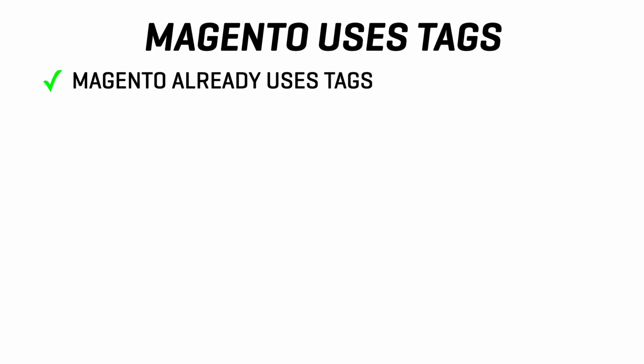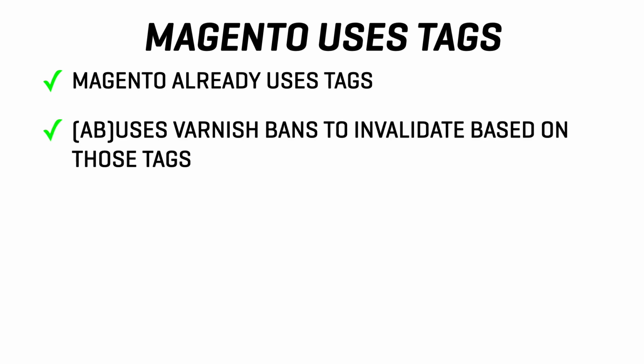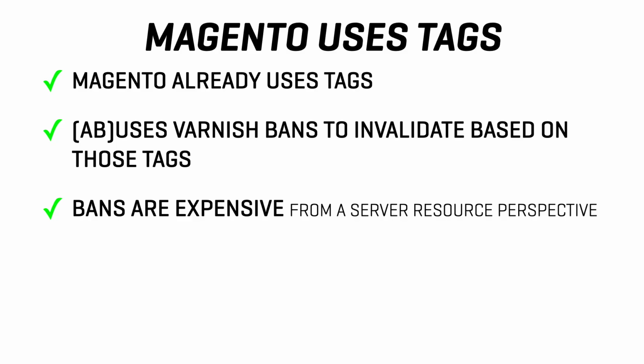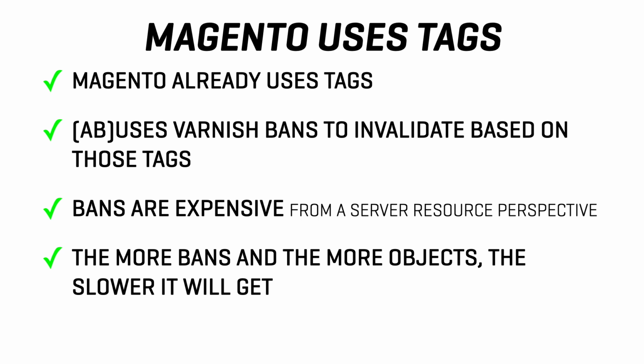And as a matter of fact, Magento already has a tag-based cache invalidation mechanism that uses, or should I say abuses, a native feature of Varnish, which is called bans. By stating the different tags with comma separation and storing them in a particular header, you can do a regular expression match using bans on those patterns. This is rather expensive from a server resource perspective. And the more bans that are added to the so-called ban list, and the more objects that should be matched, the bigger the permutation and the slower it will get.